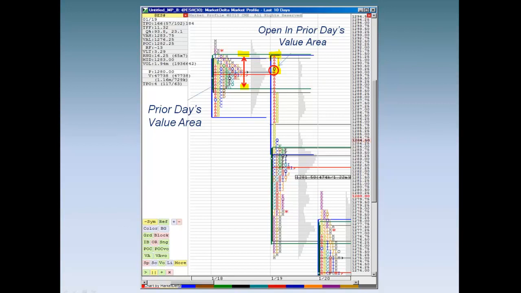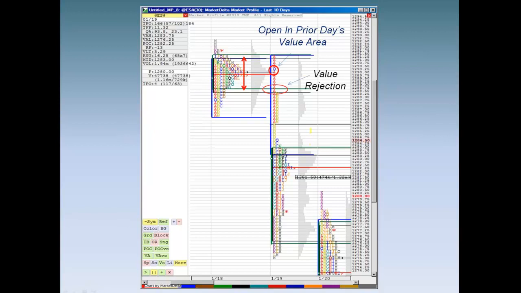So what happened was, when we tested this level, it really proved to be a level of resistance, and the market shot in the opposite direction. Now, as it did that, let's take a look at what happened vis-a-vis the prior day's value area.